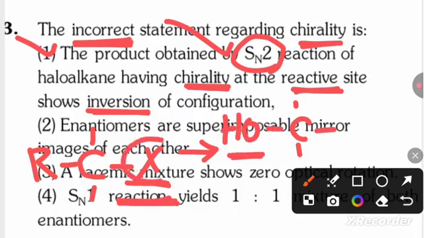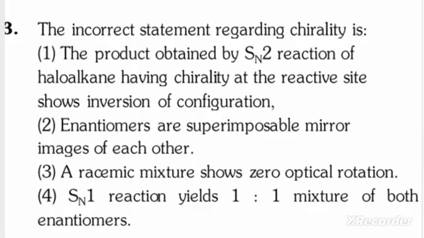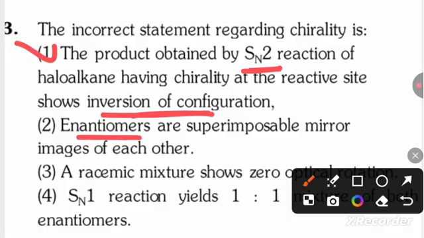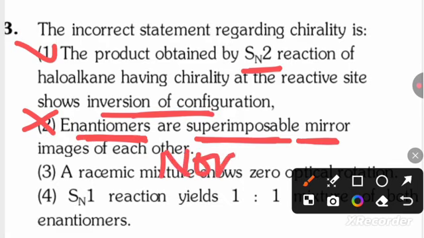As you can see, the halogen is on the right side, and in the product, the nucleophile is on the left side. So this first statement is correct, since in an SN2 reaction we find inversion in the configuration. Let us go to the second statement. Enantiomers are superimposable mirror images. This is a wrong statement, because enantiomers are non-superimposable mirror images. So option 2 is the right answer for this question.